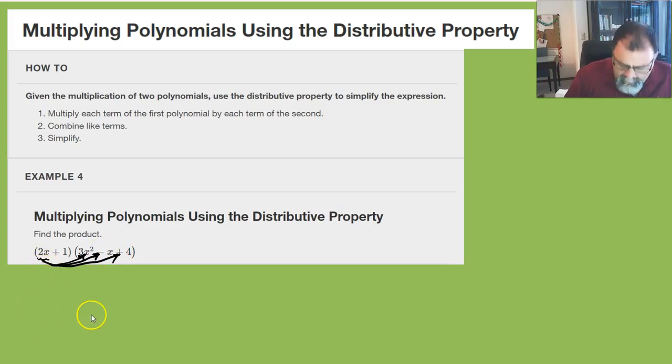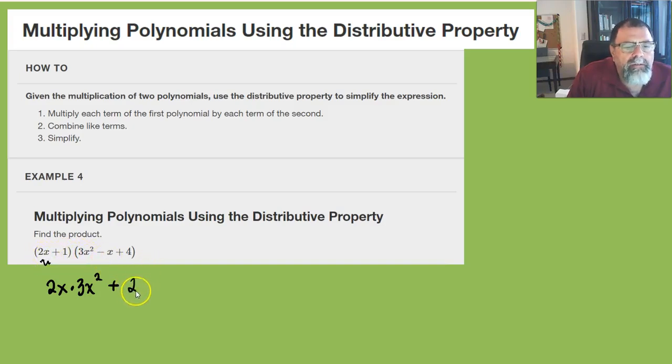So we're going to do the 2x and distribute it. Normally you don't write this, you just work it out and write down the answer. And then we're going to distribute the 2x with all three terms. So 2x times 3x squared, 2x times negative x. So remember, you got to think this is plus a negative 1x. I won't write the 1. And then 2x times the 4.